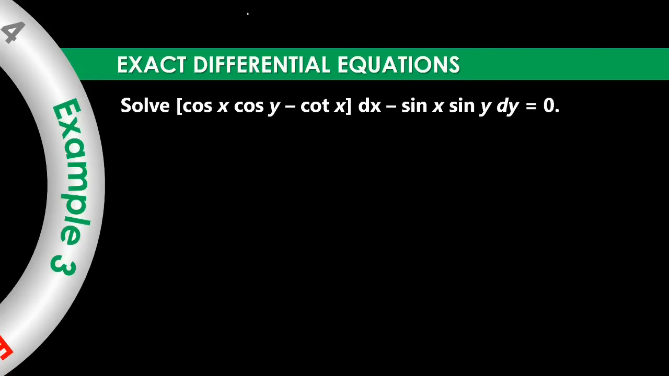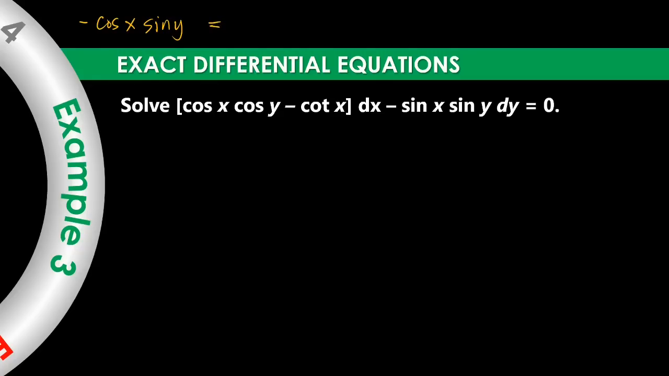So, ganun ulit ang ating gagawin. Magte-test muna tayo for exactness to ensure that the differential equation is indeed exact. So, let us get the partial derivative of this with respect to y. Cosine x will be assumed as a constant, and then the derivative of cosine y is negative sine y. And then, since cotangent of x is assumed to be a constant, its derivative would be 0.